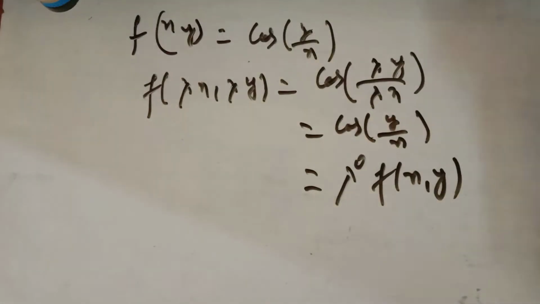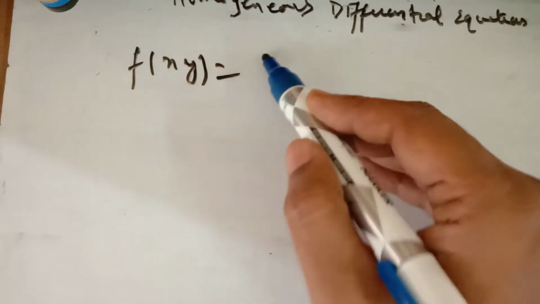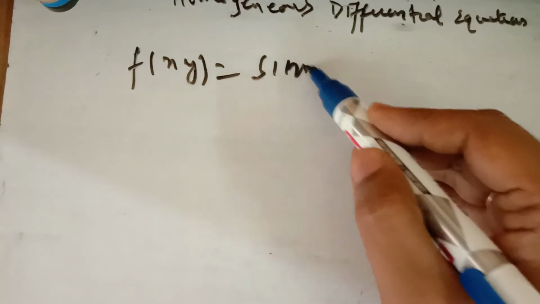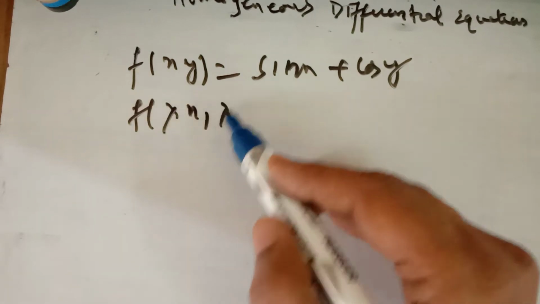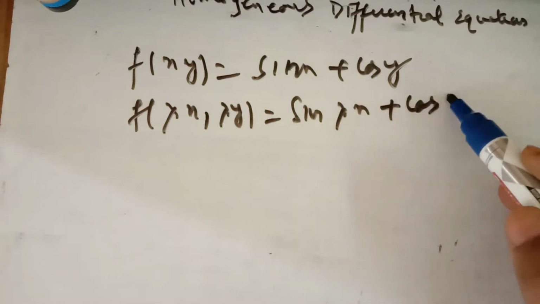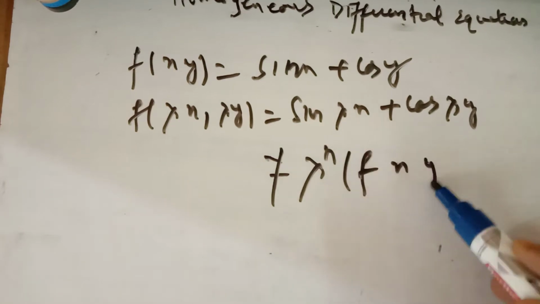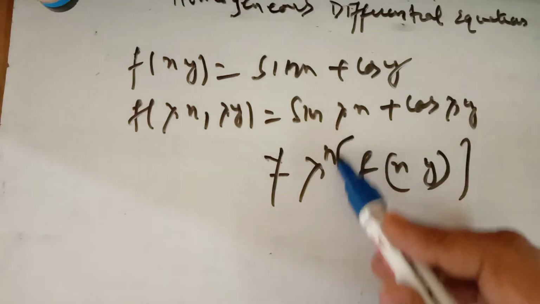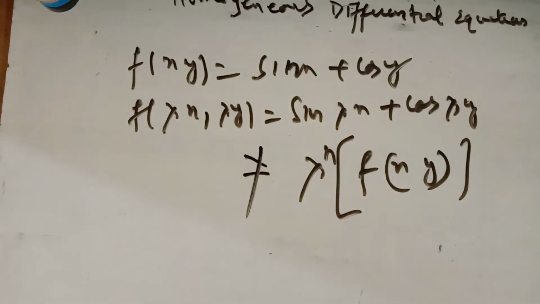Let us take another. f(x,y) is equal to sin x plus cos y. In place of x λx, in place of y λy, it is equal to sin λx plus cos λy, but it is not equal to λ to the power n f(x,y). So therefore it is not a homogeneous differential equation. So this is how we can find whether it is a homogeneous differential equation or not.